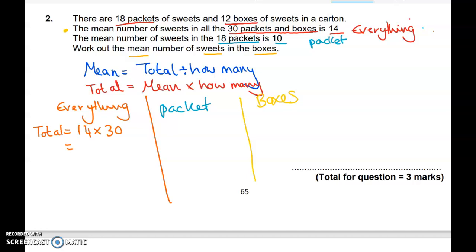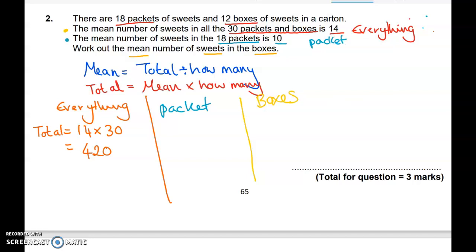Okay, back again. Here we've got 420, which should have been your answer. So what does the 420 represent? It represents all of the sweets added together in all of the boxes and the packets together. So we have found out the total number of sweets in all of the packets and all of the boxes. We're going to come back to that in a minute because that's an important bit of information to know.